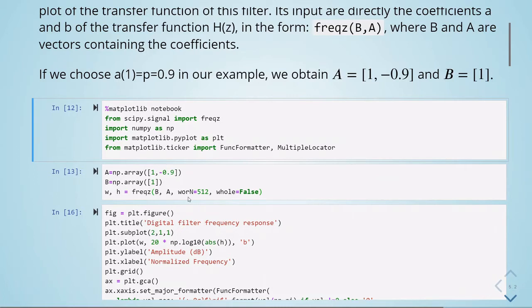This is the number of frequencies that the freqz function will calculate the frequency response for, and whole means that we'll only look at the positive part of the frequency response. We're assuming that we have real values, so the positive and the negative parts are symmetric. If we set whole to true, then it will compute also for negative frequencies. So freqz will return a vector with the frequencies and a complex vector with our frequency response.